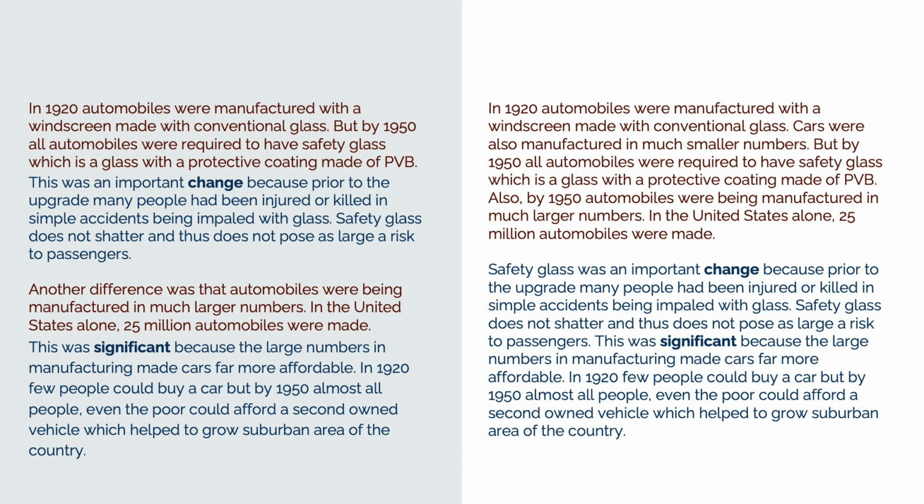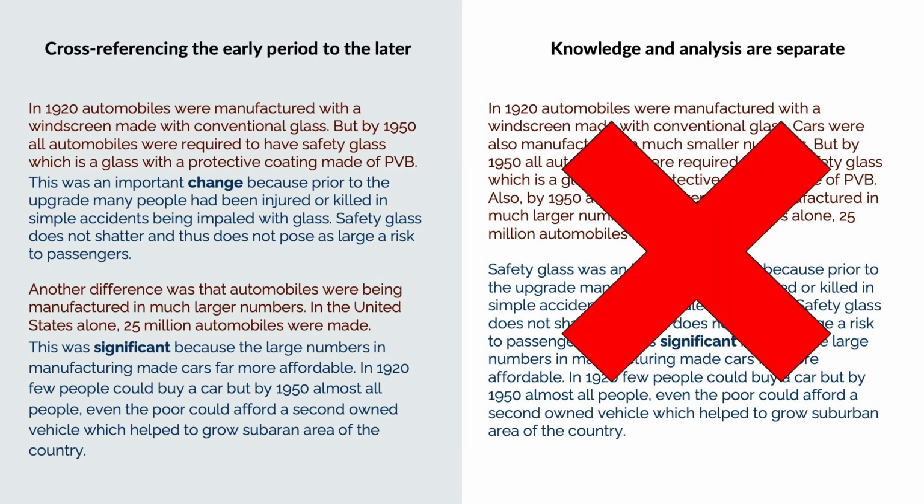Which one of these do you think is a better example? Perhaps this is an easy explanation. But essentially, the one on the left is the way that you should structure this response. And there are several reasons. The first is that in the example on the left-hand side, you are specifically cross-referencing. First, you talk about glass in 1920, then you talk about glass in 1950. And then directly under that, you have your analysis about glass.